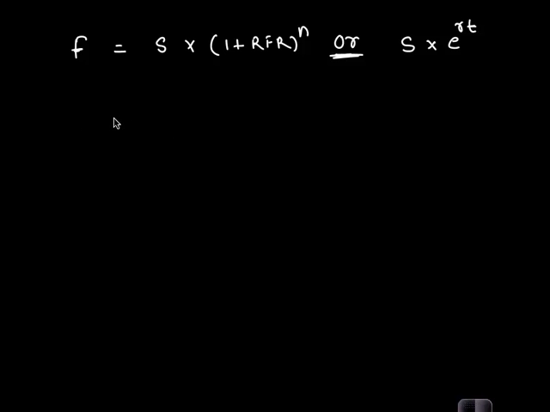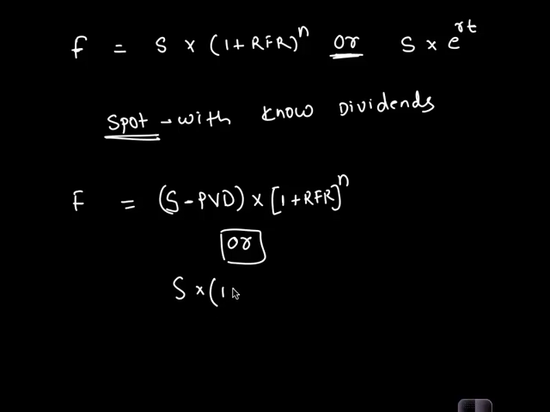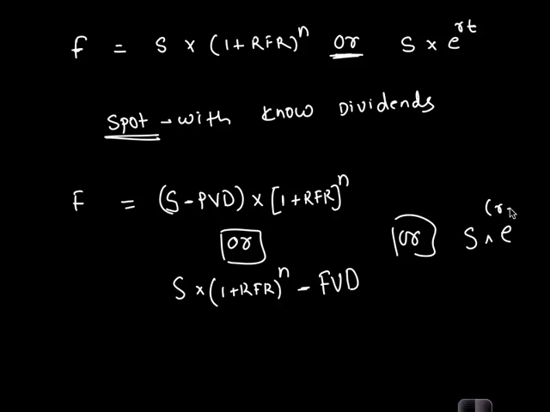But what if we have a spot with known dividends? That means the underlying equity is going to pay you a dividend in that period. Then your formula would be: forward is equal to (spot minus the present value of dividend) times (1 plus RFR) raised to n, or spot times (1 plus RFR) raised to n minus the future value of dividend, or spot times e raised to (r minus dividend yield) adjusted for t, which is a continuously compounded formula.